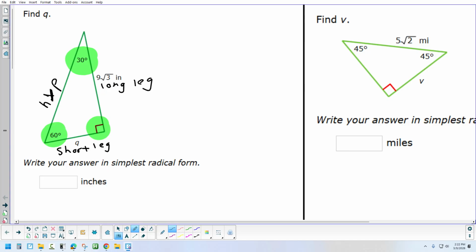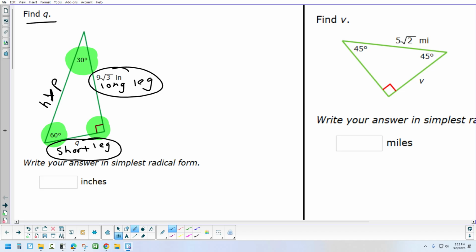Okay. So the question that they want to know is what goes in that box. They say find Q. All right, what side is Q? Short leg. That's the goal in this problem. Find the short leg. Okay, so I'm going to go back and look at my notes and see if I have a formula that can help me find the short leg if I know the long leg.